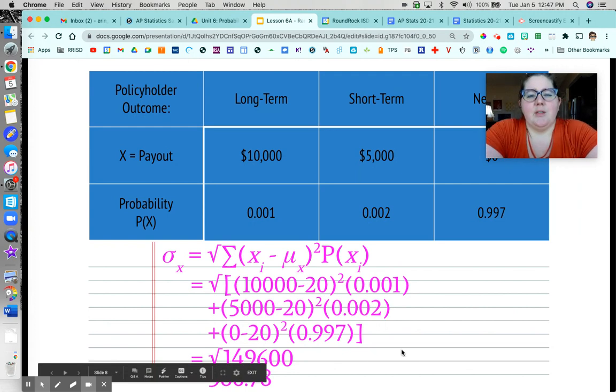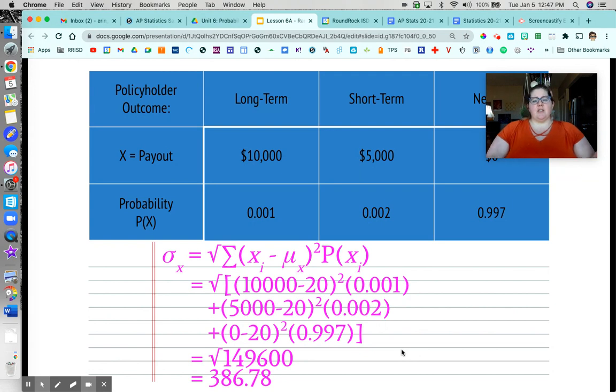Basically, standard deviation means this is the average distance from the mean. So the average amount of payout per person is $20, but the typical difference from the mean to each payout, the average distance from the mean to each payout, is 386.78. So that's telling us that these values are going to be very, very, very spread apart.